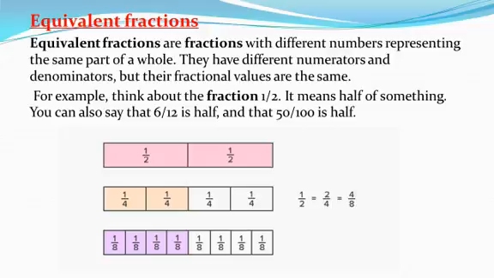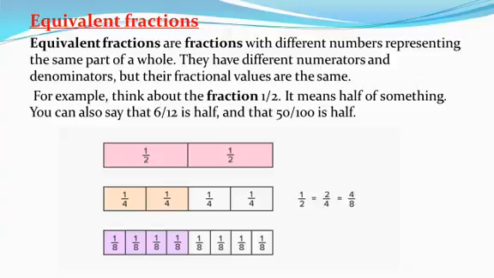You can also say that 6 over 12 is half. 6 over 12 is equivalent to 1 over 2. And 50 over 100 is half. 50 over 100 is equivalent to 1 over 2. You can use the word equivalent to say equivalent fraction.